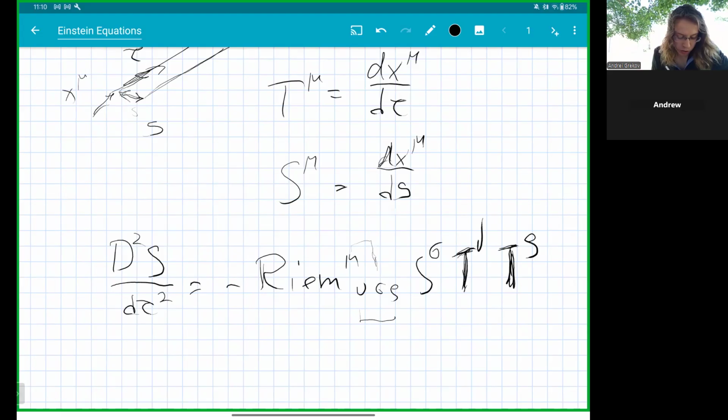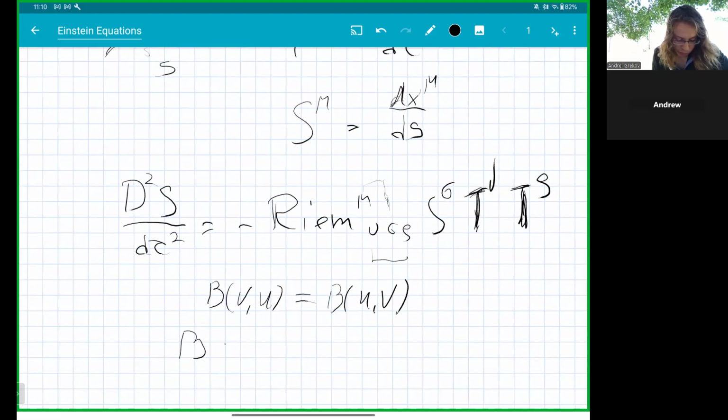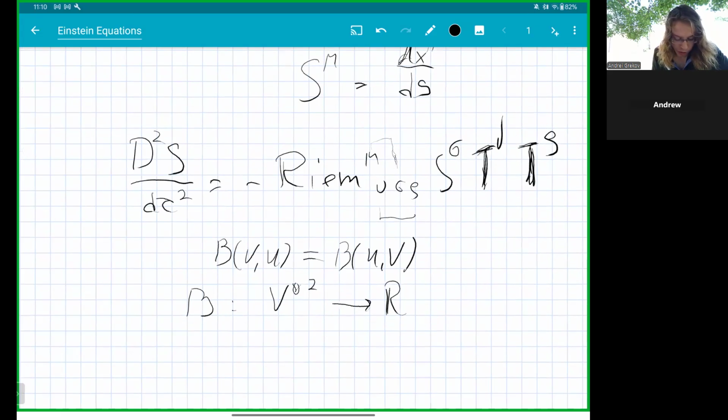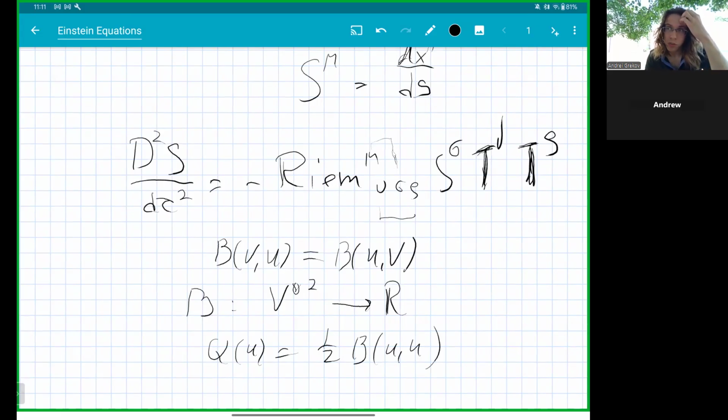Because any symmetric bilinear form, if it's symmetric, is actually uniquely determined by the corresponding quadratic form. So we'll use this kind of isomorphism all the time.